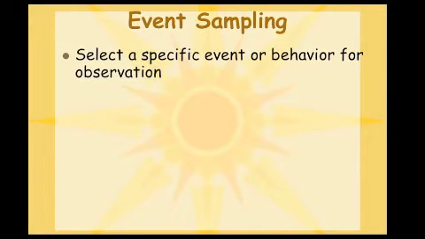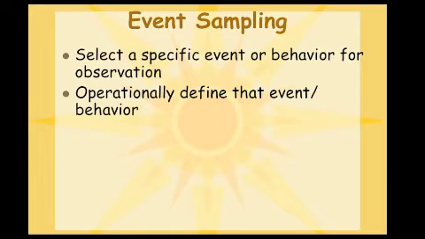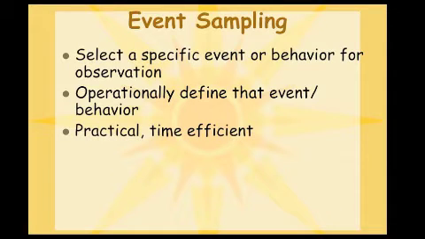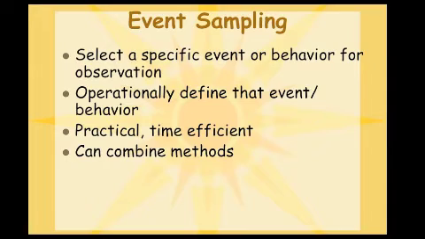Event sampling simply means you specify an event or behavior to observe, and you only observe that behavior. Once again, you must operationally define what that event or behavior is. Event sampling is a practical, time-efficient way, and like time sampling, it can be combined with other methods like the checklist, narrative, or frequency count.